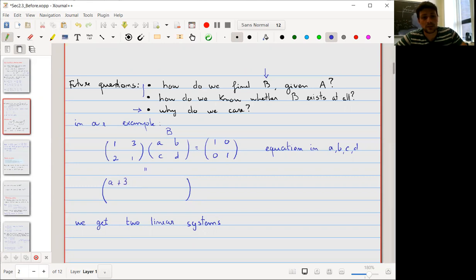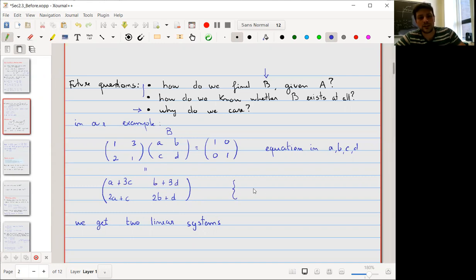So when we take this product, we can easily compute it to be the following. This is A plus 3C. Then the second entry here is B plus 3D. Then we have 2A plus C. And then we have 2B plus D. And this gives us 2 linear systems.